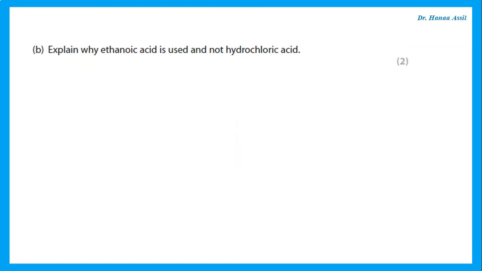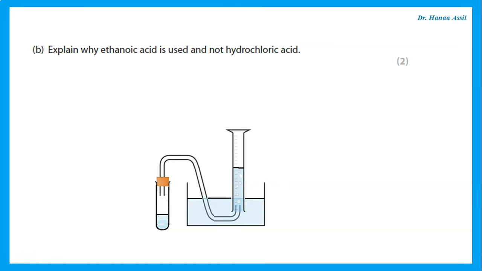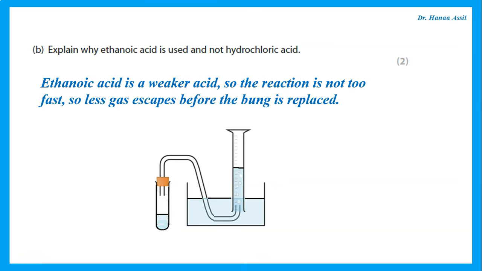Explain why ethanoic acid is used and not hydrochloric acid. Now, what's the difference between ethanoic and hydrochloric? You should know that ethanoic is a weaker acid. So, if we have hydrochloric, the reaction would be faster. Faster means as soon as I add the calcium carbonate, you start having bubbles of gas even before you close the bung. But the ethanoic acid is a weaker acid, so the reaction is not too fast. Less gas escapes before the bung is replaced.